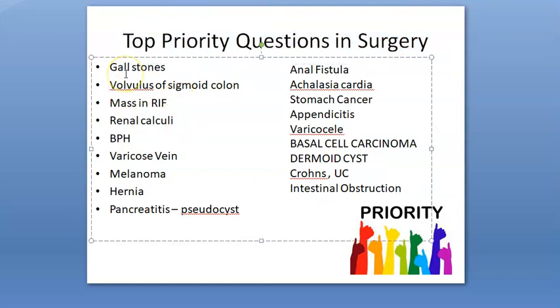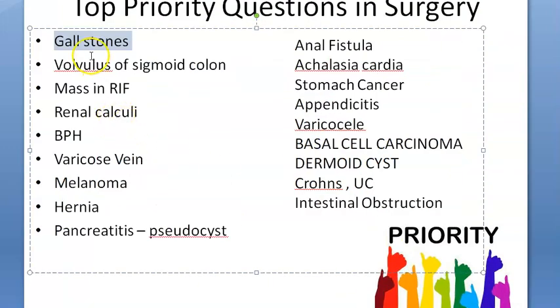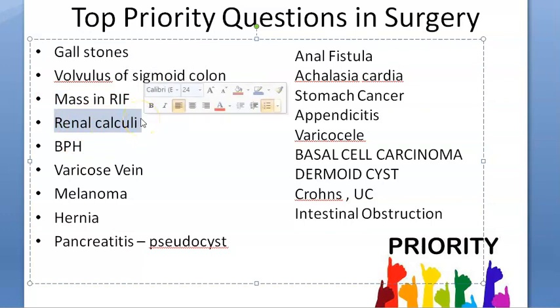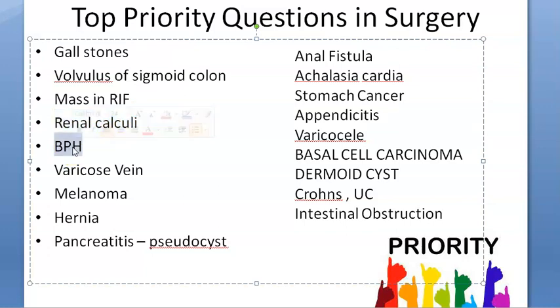So each of this we will look at in detail. Just look at the headings now. Gallstones, cholelithiasis, you should know. Volvulus of sigmoid colon, omega sign, all that you should know. Mass in right iliac fossa can be ileocecal tuberculosis, appendicitis, etc. You should know this. Renal calculi, you should know the types of renal calculi. Can be your calcium oxalate, it can be uric acid, it can be struvite stones, cystine stones. Benign prostatic hyperplasia, you should know TURP, that is a surgery.